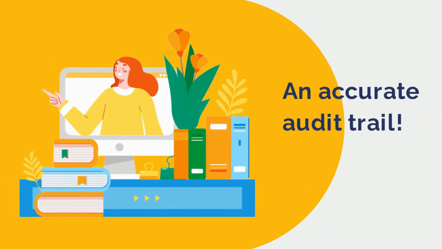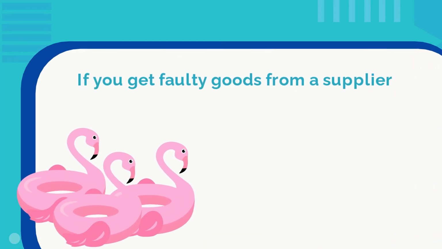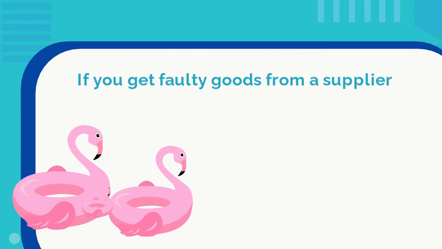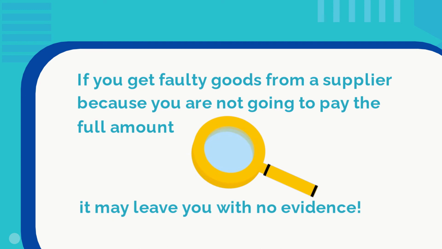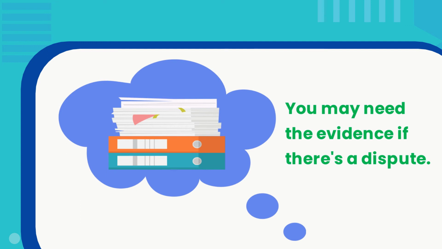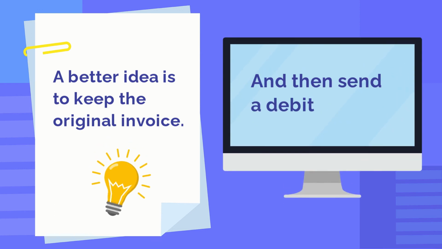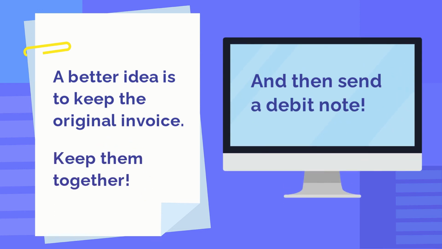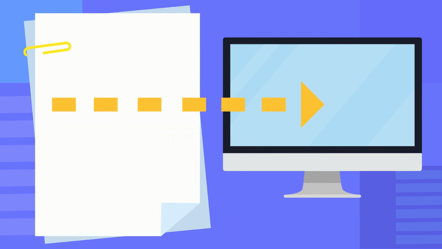Well, this is because businesses are usually required to keep an accurate audit trail of their transactions. If you receive faulty goods from a supplier and you delete the invoice they send you because you aren't going to pay the full amount, that may leave you with no evidence on record that you received the faulty goods, and you may need that evidence if there is a dispute. A better idea is to keep the original invoice, send a debit note, and then keep both documents together in your system. That way you have a proper audit trail of the events that happened during the transaction.